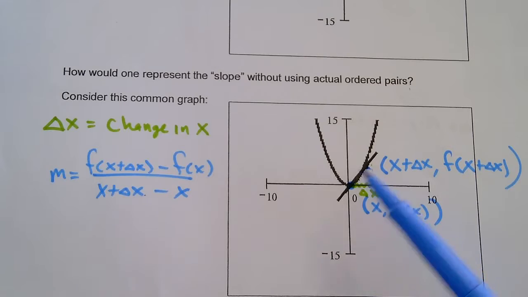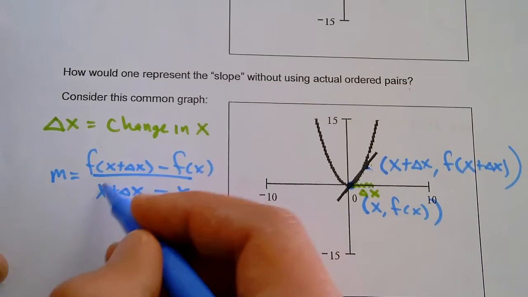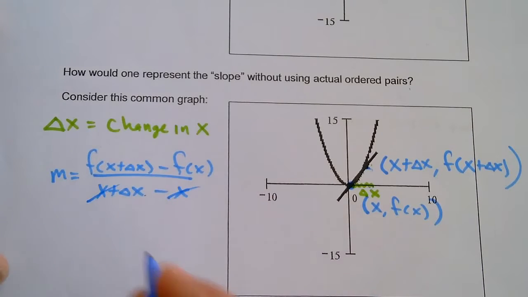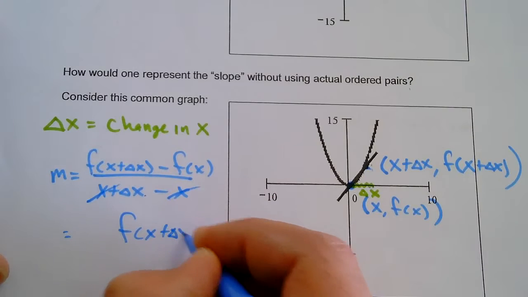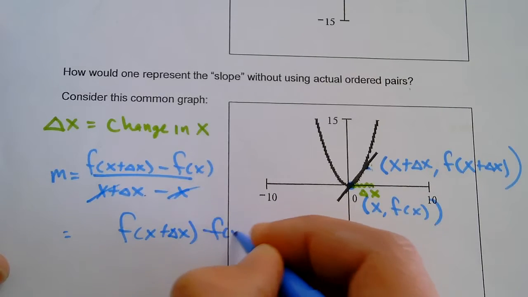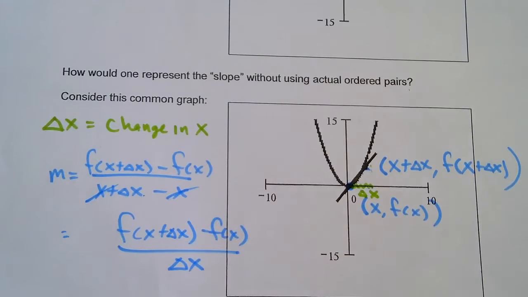Now, they did a little simplifying. Do you see what you can do on the bottom here? The x's are going to cancel. And now what you have is f of x plus delta x minus f of x over delta x. That represents the slope of that line.